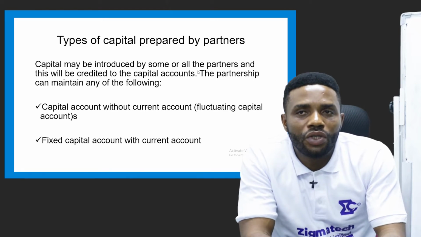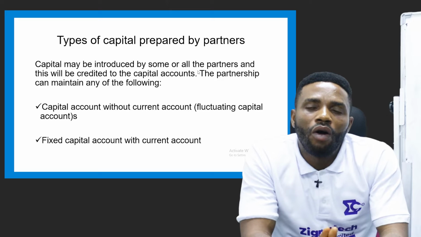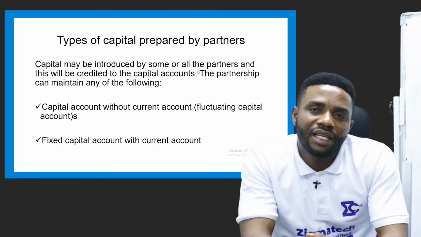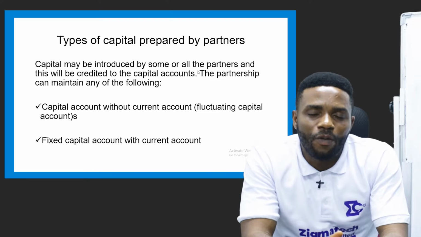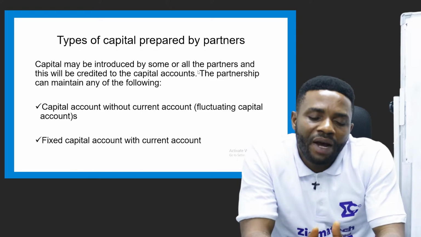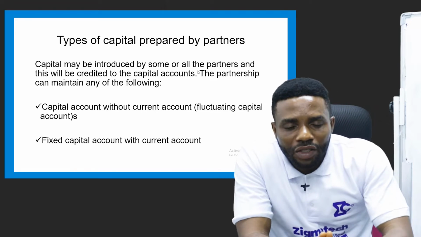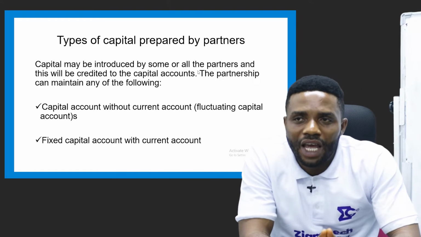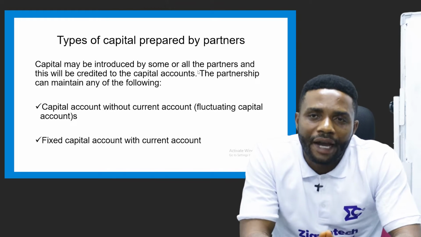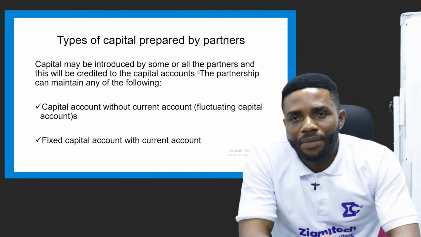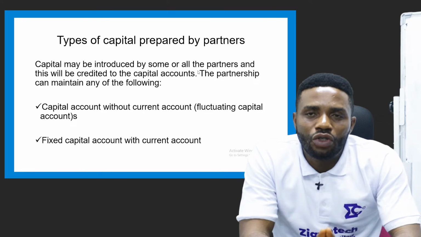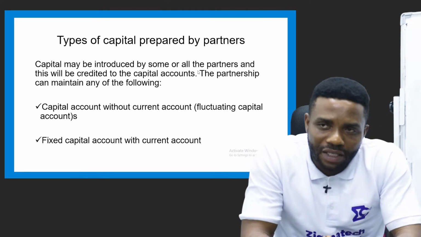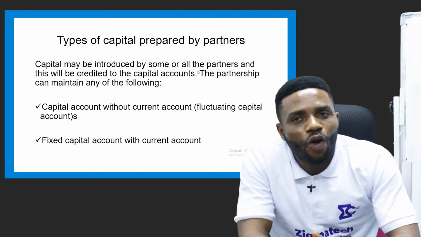Now, the types of capital that is prepared by partners. Capital may be introduced by some or all the partners, and this will be credited to the capital account. The partnership can maintain any of the following. Now, in the partnership business, the money that is introduced by partners to start up that business is what we call capital. The money that is introduced by the partners of that business constitute what we call capital.